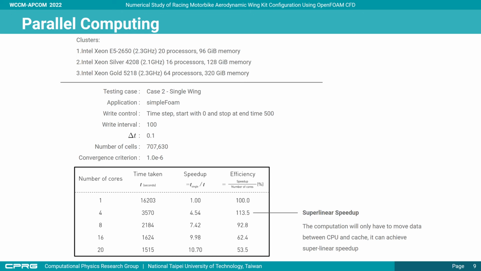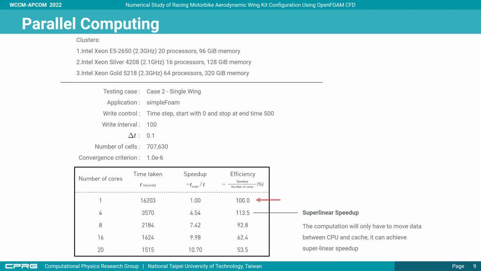We run the case 2 single wing using parallel computing. The time step starts at 0 and stops at n times 500, with the write interval 100. For a better comparison, delta t is set to 0.1, and eventually approximately 700,000 cells were generated. The convergence criterion is 1.0e-6.